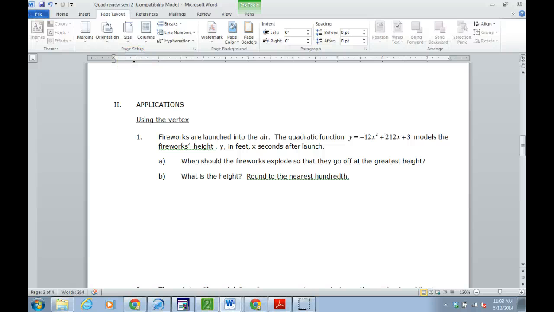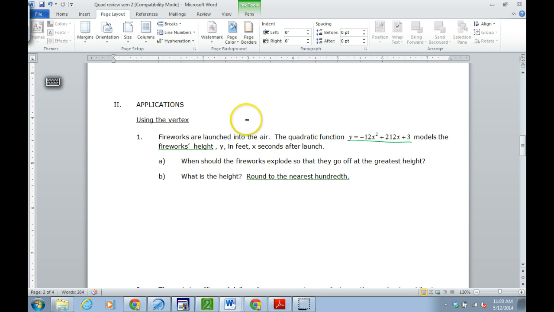All right, there are several applications that you can use for quadratics. And you guys aren't frozen, are you? Okay. And what you've got to remember is whenever you do a rocket or something, whatever goes up must come down, right? So you're going to have that parabola shape. So let's look at this first one. It says fireworks are launched into the air, and it uses this quadratic function to model the fireworks' height in feet x seconds after launch.